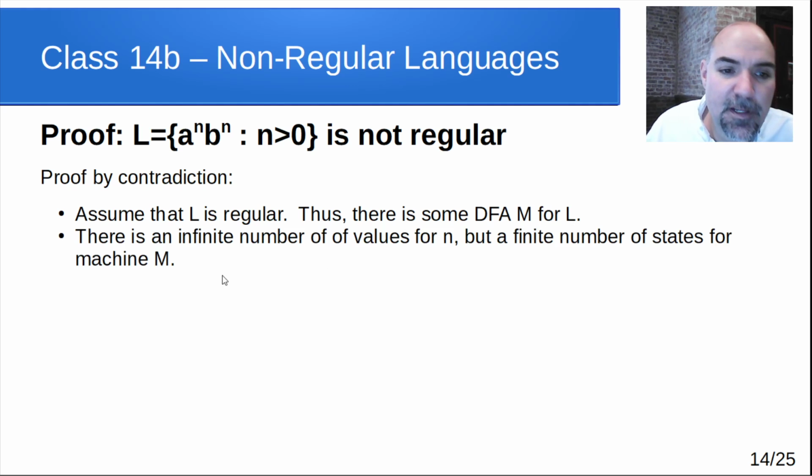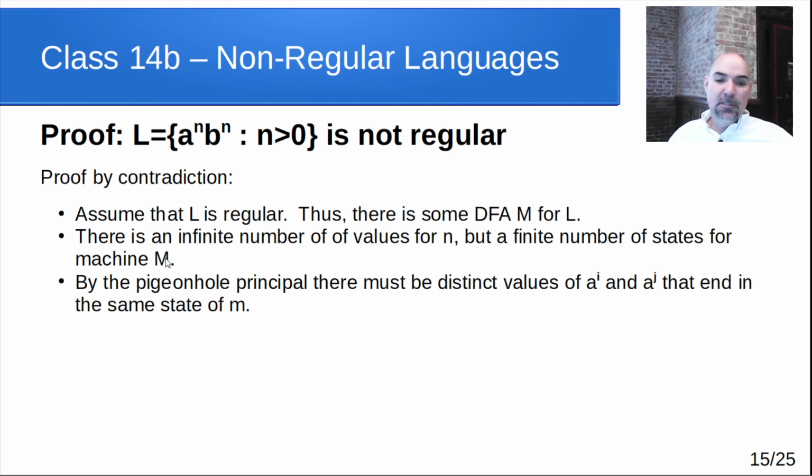And that leads us to, there's an infinite number of values for n, because the language is infinite. It just says n has to be greater than 0. There's no bound on it. But there are a finite number of states for the machine M, because it's a finite automaton. That's part of the definition of what a DFA is. It has to have a finite number of states. So we have an infinite number of values that we can plug in for n, but a finite number of states. Now that fits the pigeonhole principle, because we have more values for n than we have states in M. We have to, because this is infinite. We're fitting an infinite number of things into a finite number of states.